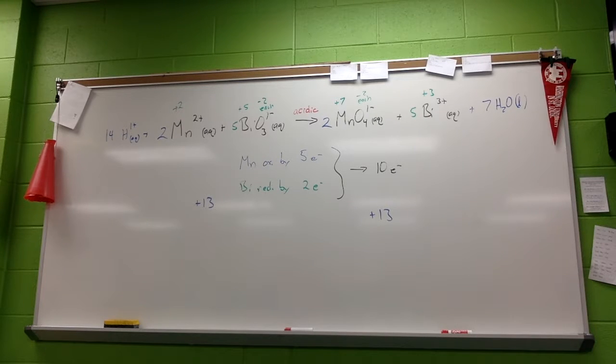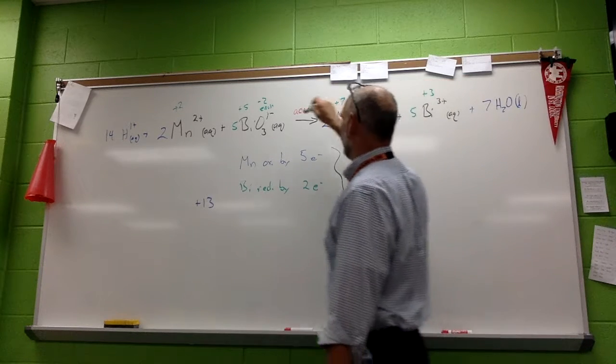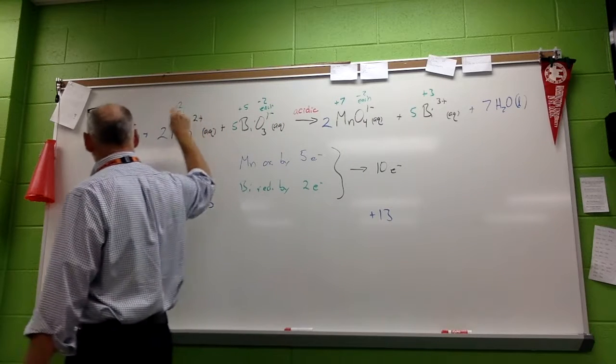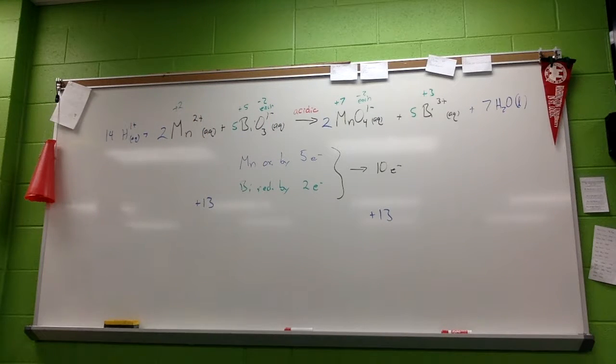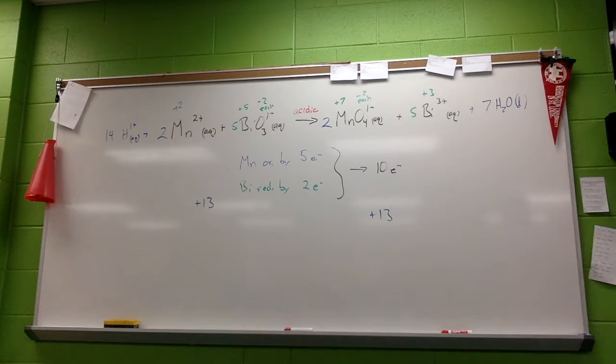Where are the places you might screw up? Right here. You have a tendency, for some reason or other, not to write the charges with your ions. I've seen it already this year. That's where you're going to screw up, is forgetting to write your charges and then therefore not accounting for it.